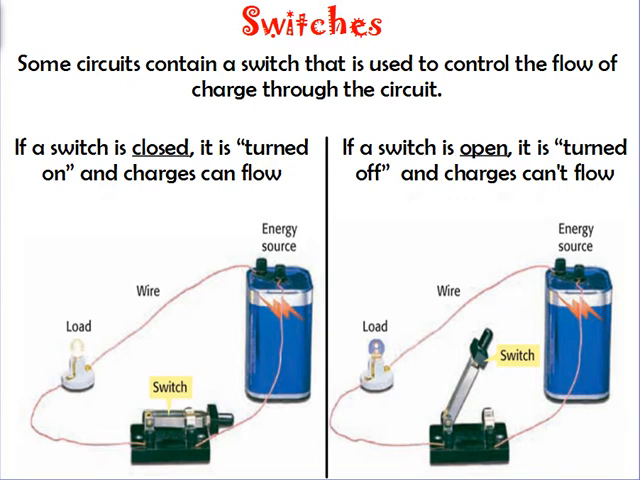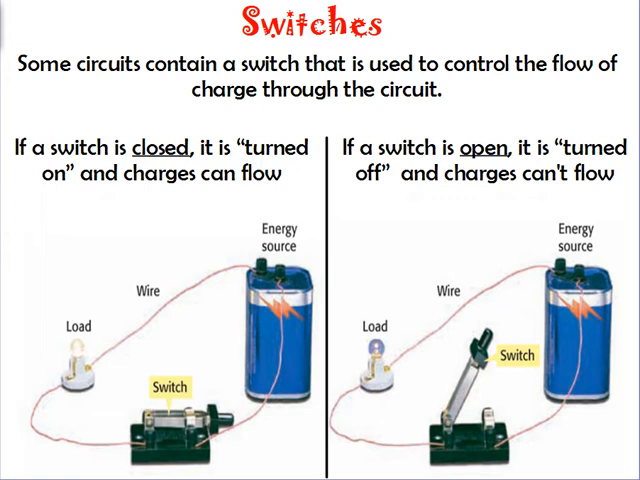Now all circuits have to have the three different parts. You have to have wires, you have to have something to power, and you have to have a power source. Most circuits contain a switch, but they are not needed for the circuit to run. They are optional. So a switch, as you can figure from a light switch, is something that is used to control the flow of the current. So a switch can either turn on the flow or turn it off.